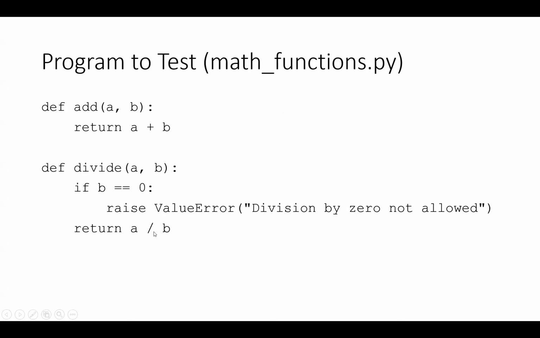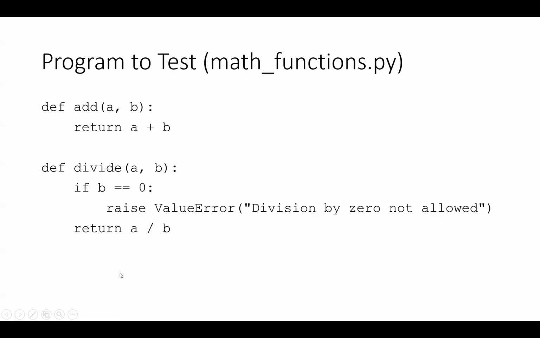So this is your function to test. The math functions file has two functions in there: an add function and a divide function. In the add function, it returns the sum of the two numbers. The divide function first checks if b, the second number, is equal to 0. If it is, it raises a ValueError with the message "Division by 0 not allowed." If it is not 0, then it returns the result of a divided by b.